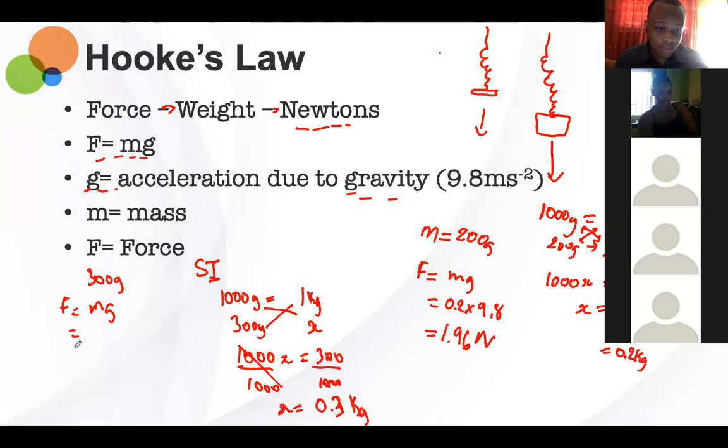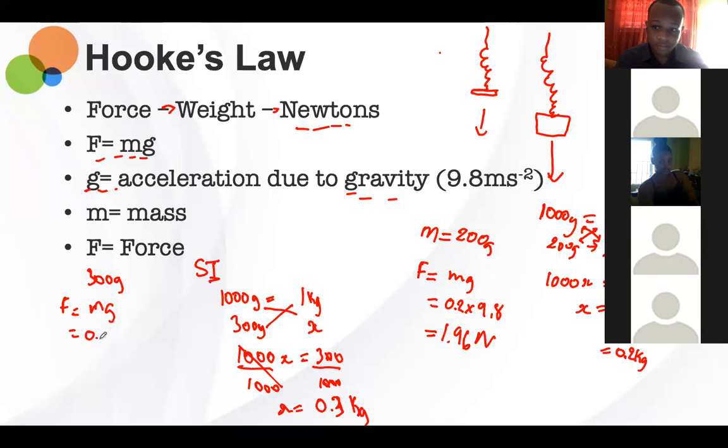Right in here, so what do we put here? 0.3 kg. So times what do we put as our G? 9.8. All right, now we'll stop here.